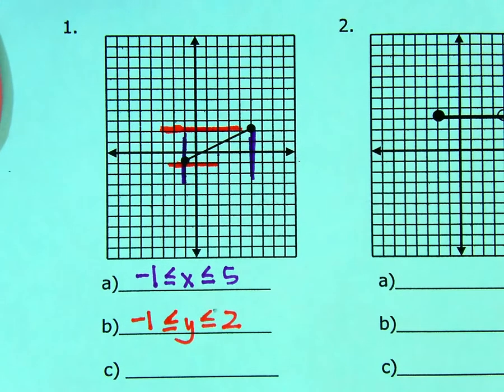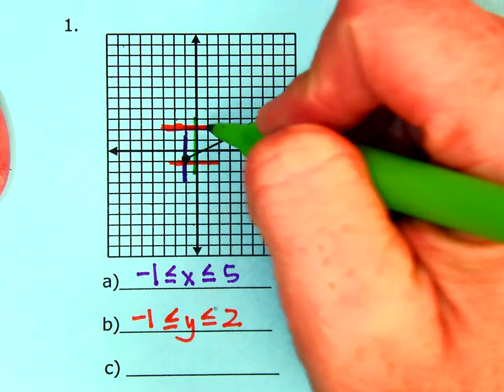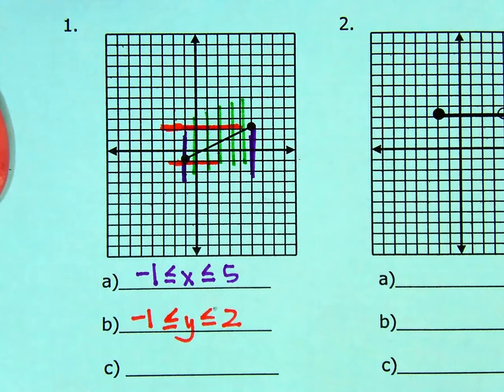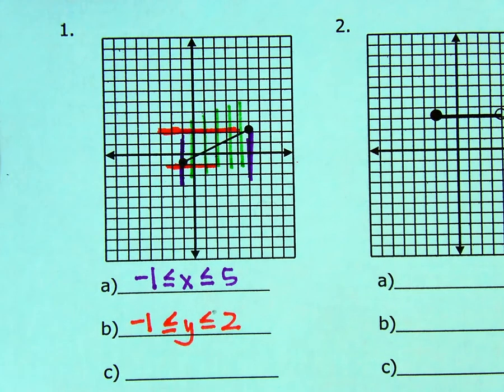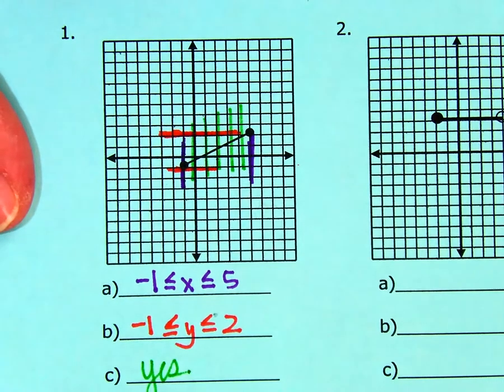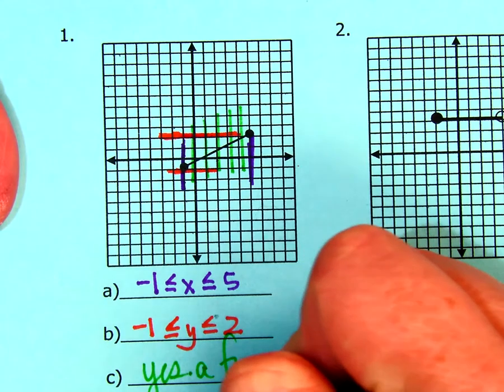And the last one says determine if the graph is a function. That's where we do the vertical line test. If I were to draw vertical lines all the way through, I would only be intersecting the graph at one point. So this is a function.